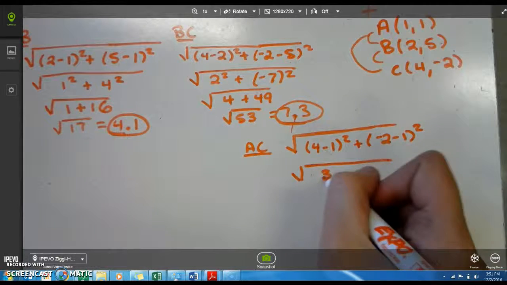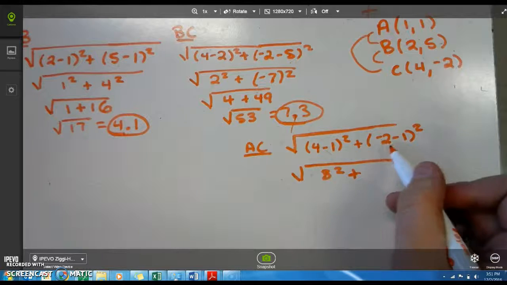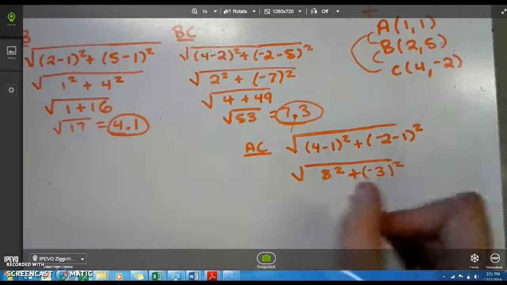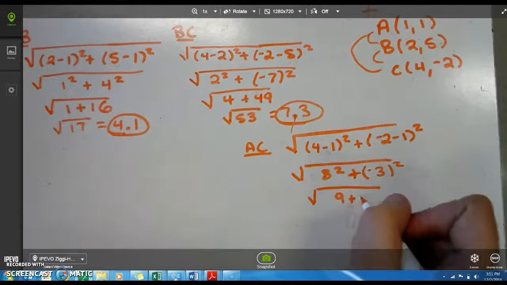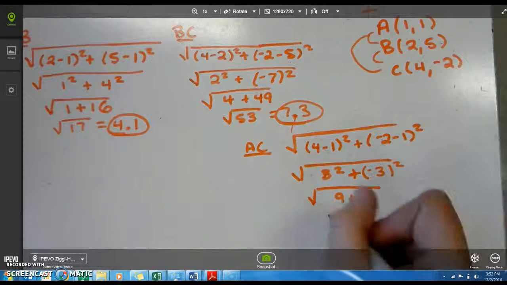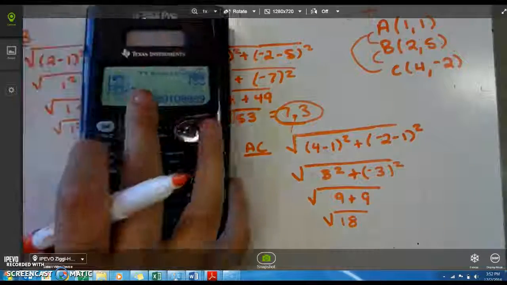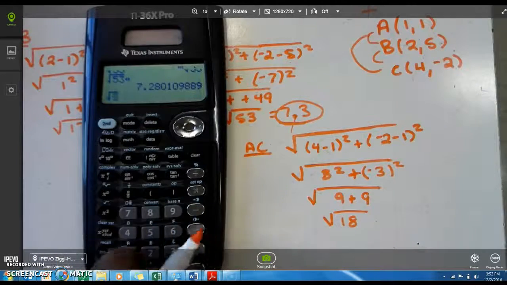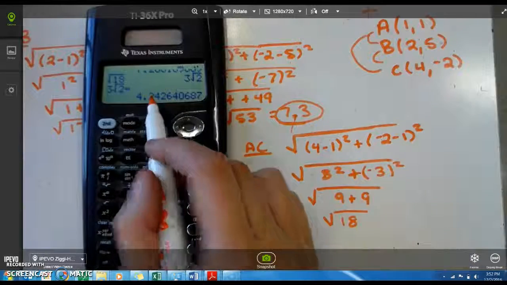4 minus 1 is 3, let's square that, plus negative 2 minus 1 is negative 3 squared. 3 squared is 9, then negative squares, so it multiplies by itself, so I get 9 again. Add those together, we get 18. And let's take the square root of that. Four rounds down.